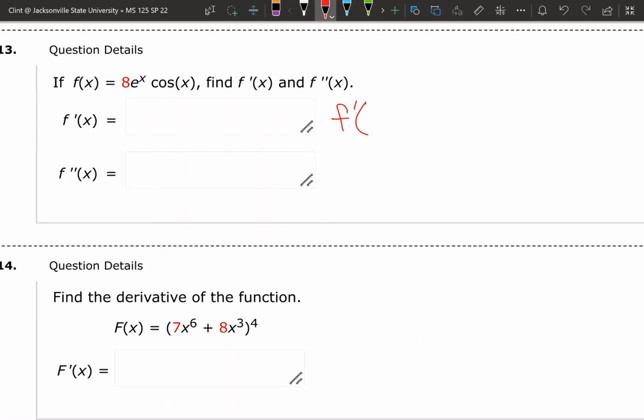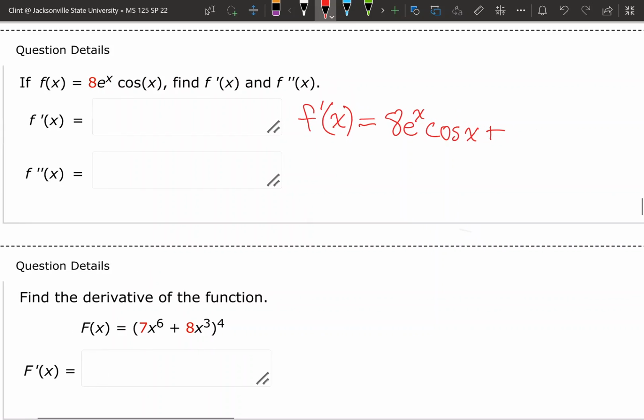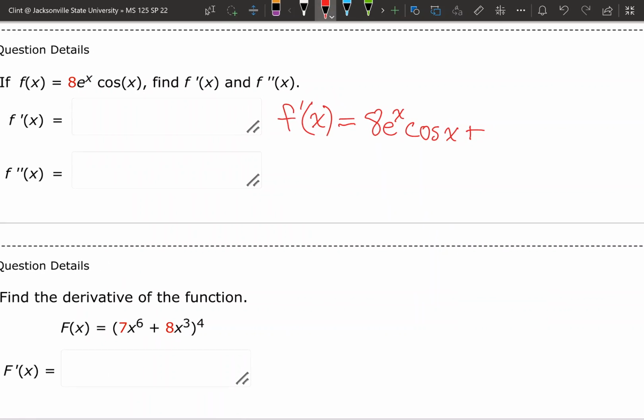So I'm thinking about it as 8e to the x times cosine x. So the derivative of 8e to the x is 8e to the x times cosine x plus, this time I just copy down the first term, which is 8e to the x, and then we need to do times the derivative of cosine x. What's the derivative of cosine x? Negative sine x.